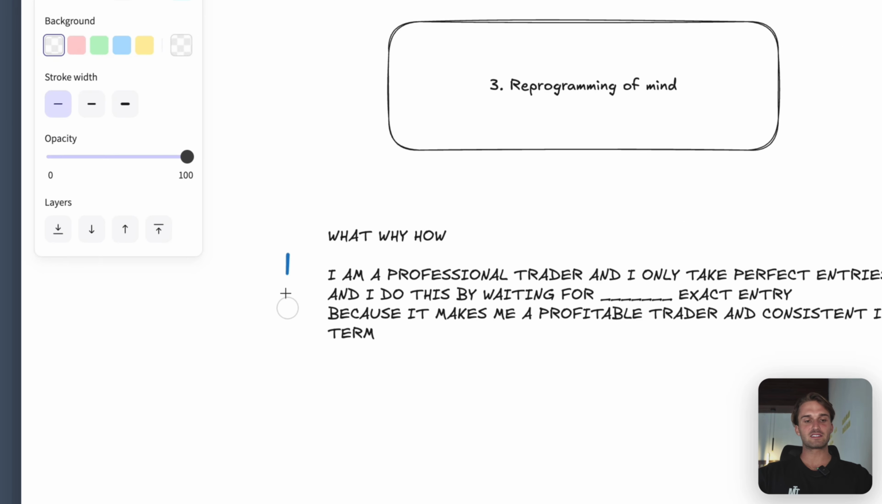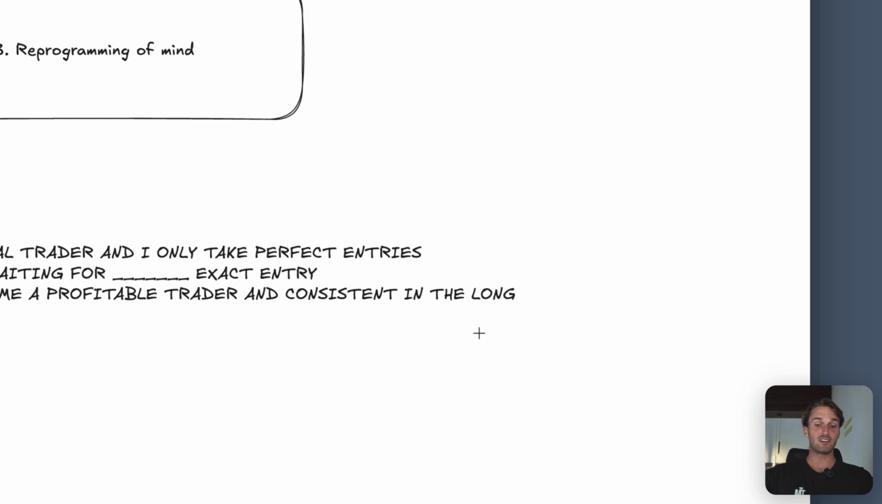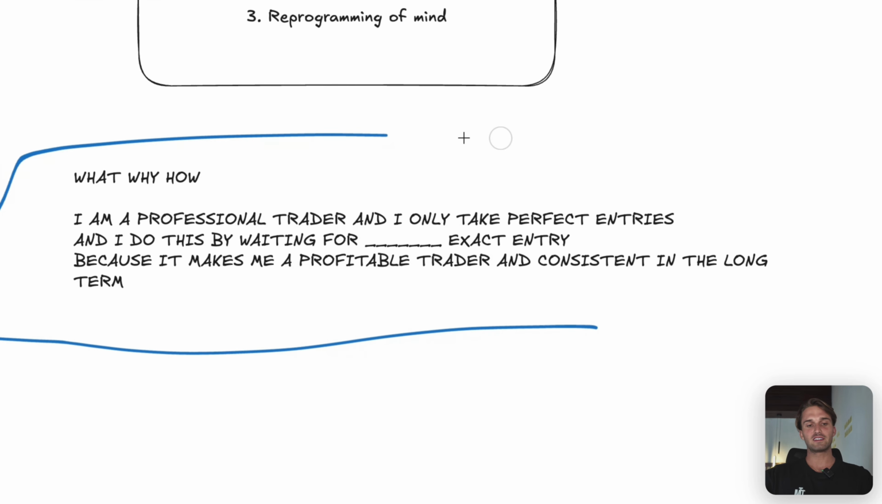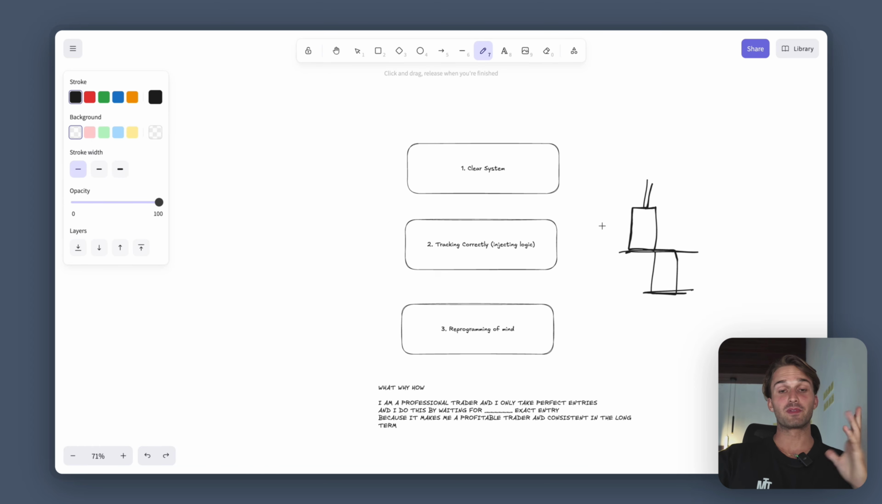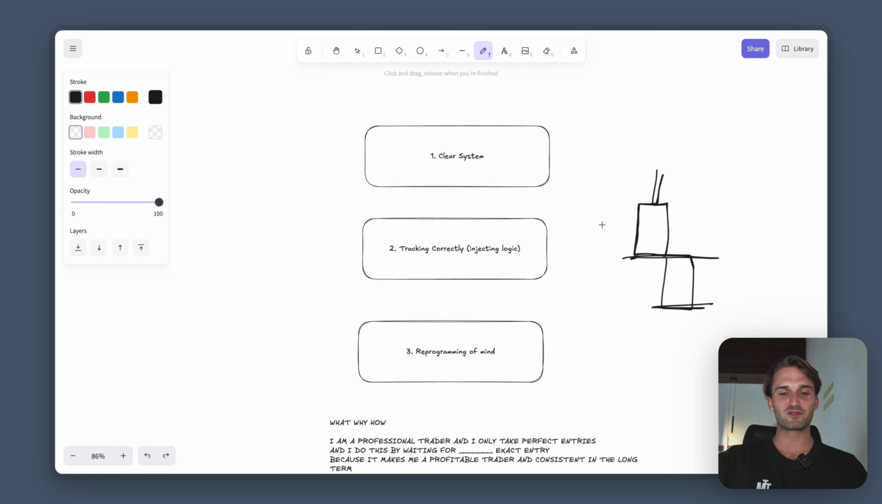So if you can repeat this every morning, every night, and also before you start trading, this is going to become ingrained, and it's going to become subconscious. And when it's subconscious, that's the way you're going to act forever. So I hope this is going to help you. Please try this out and leave a comment if this works for you.